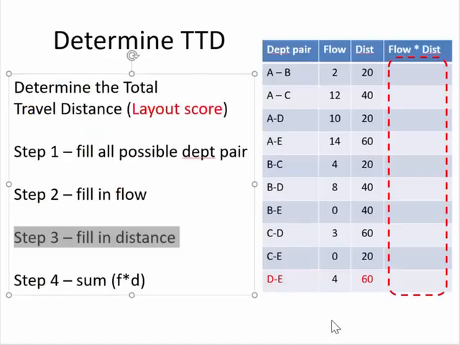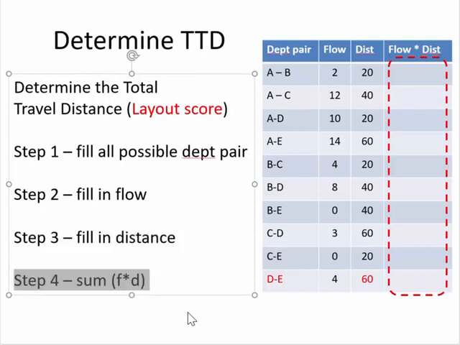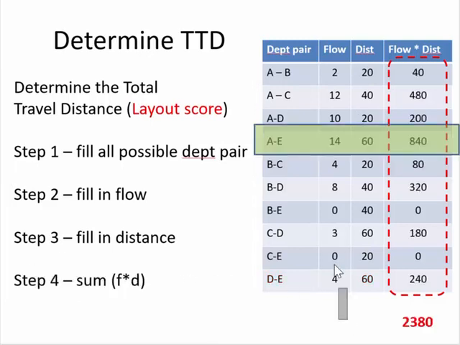So having said that, you should be able to complete step number 3, which is filling the distance between all these department pairs. Of course, the following step would be just calculation, which is the sum of the flow times distance. Now, once you have the flow and the distance, multiplying them together, then you get this number over here. Add it up together and then you get this number here.